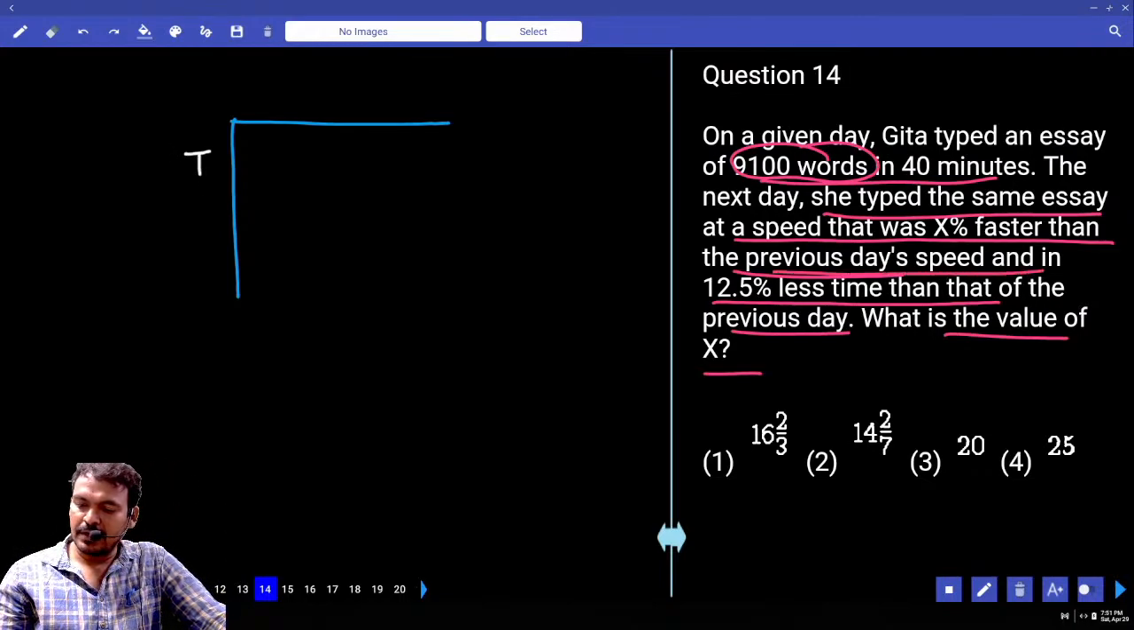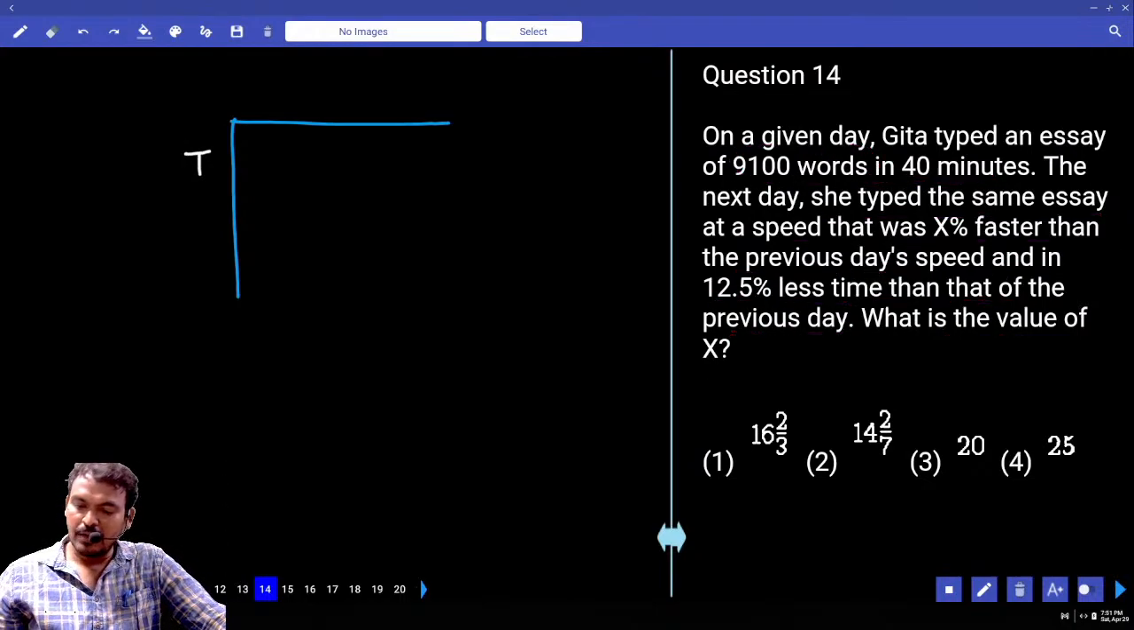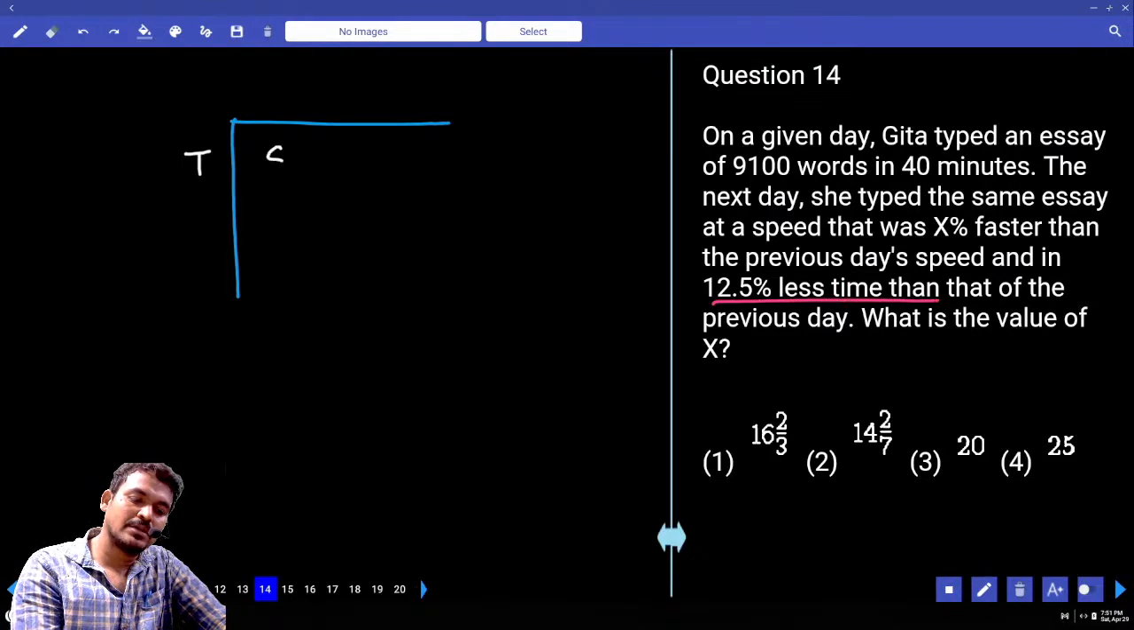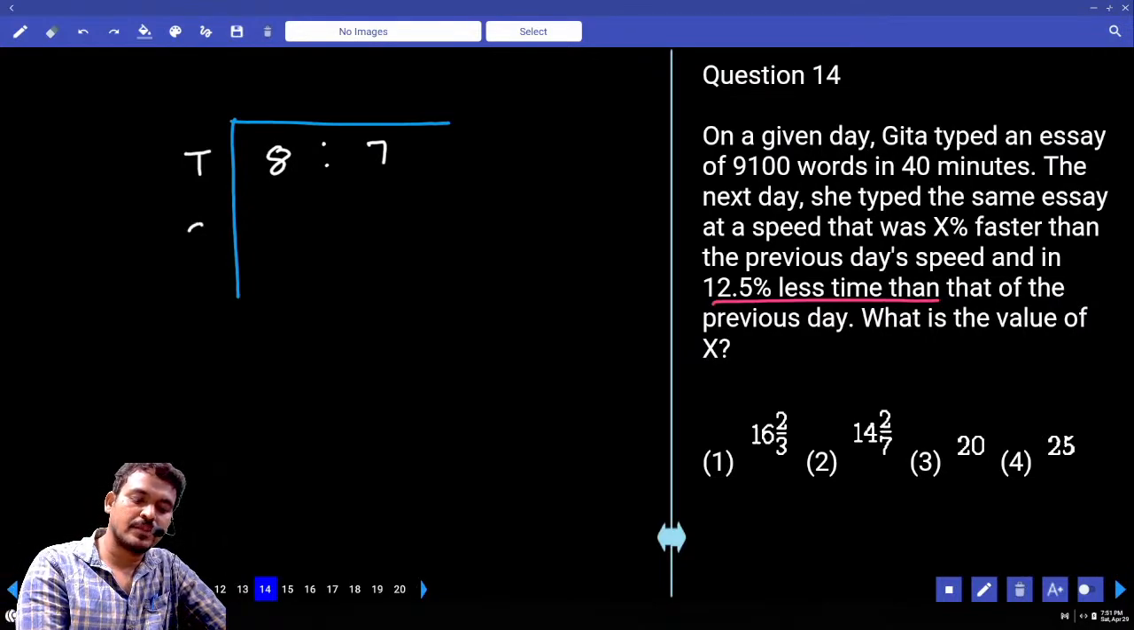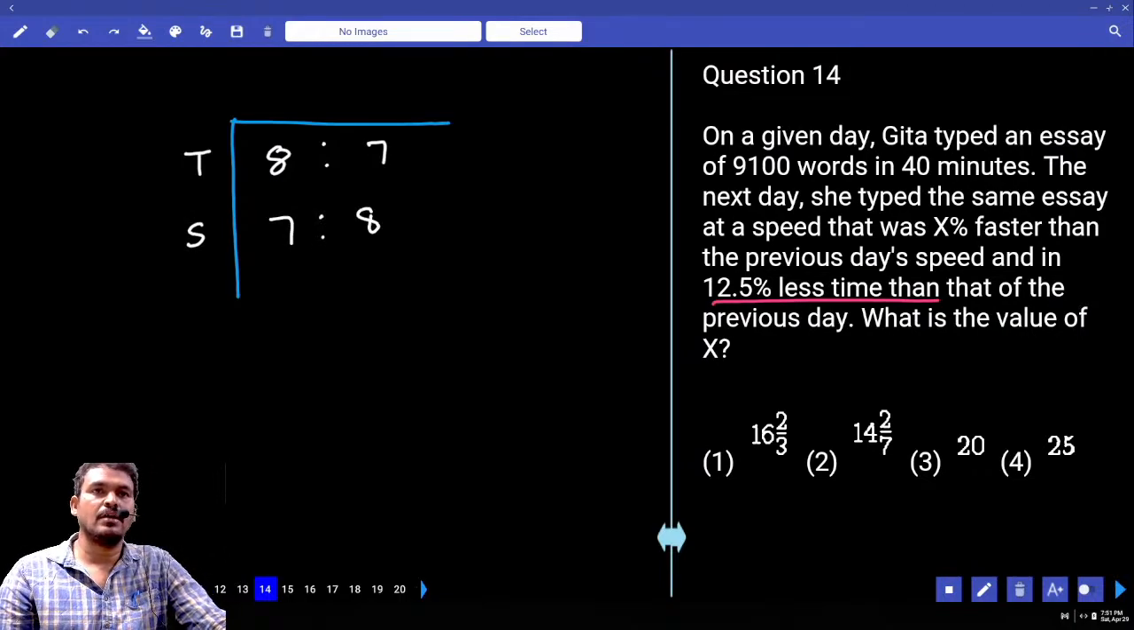Yesterday time, previous day speed, and in time 12.5% less time than that of the previous day. 12.5% less time. What is the fraction? 1 by 8, means yesterday time is 8 parts, today time is 7 parts. That is time ratio. Time ratio is 8 is to 7, so what is the speed ratio? 7 is to 8. Speed means efficiency.